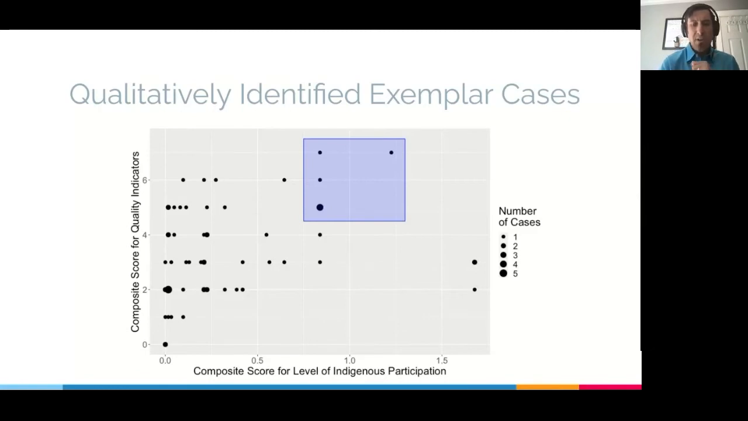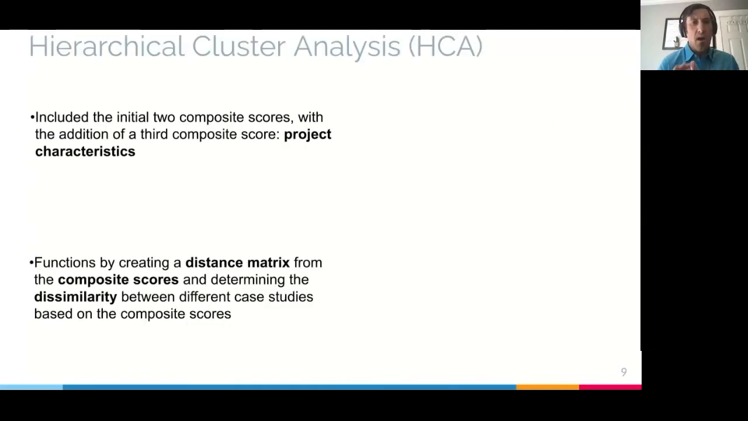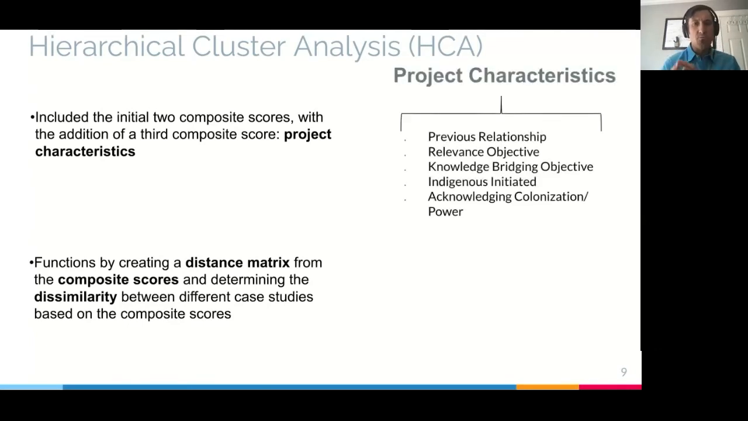So to do that, we turned to another method known as hierarchical cluster analysis. So we included the initial 2 composite scores with the addition of a 3rd composite score, which we refer to as project characteristics. And that included whether there was a previous relationship, some key pieces of information related to the overall objectives of the studies, were they Indigenous initiated, and do the authors acknowledge colonization and issues of power.